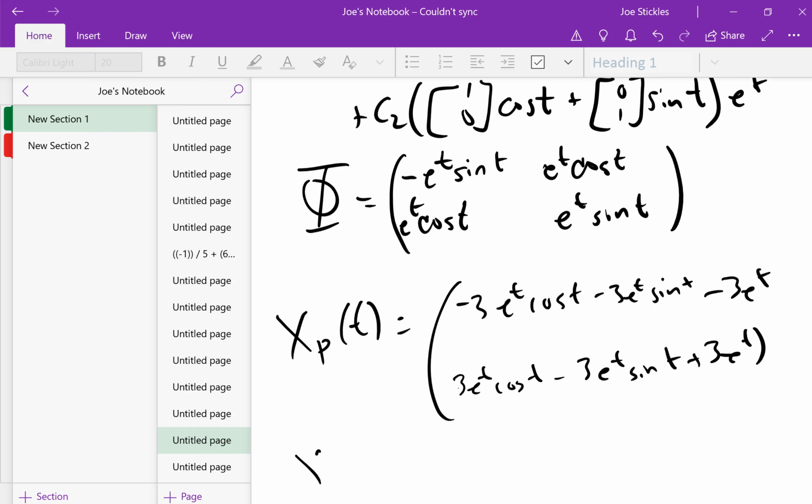And then again, just as a reminder, I'm not going to rewrite the whole thing, but to find your final solution, you take your complementary solution, which we found earlier, and add it to the particular solution. So that gives you an example of how to do variation of parameters for a non-homogeneous system.